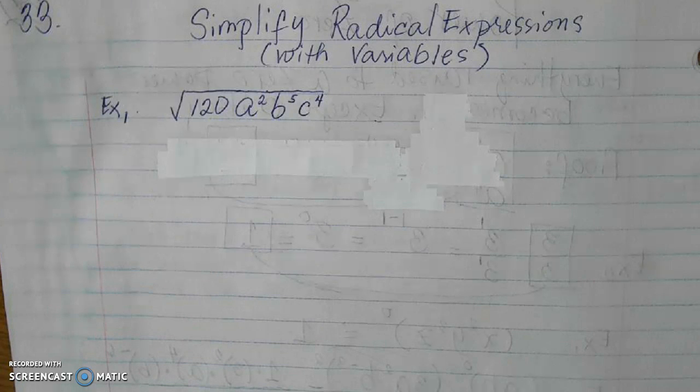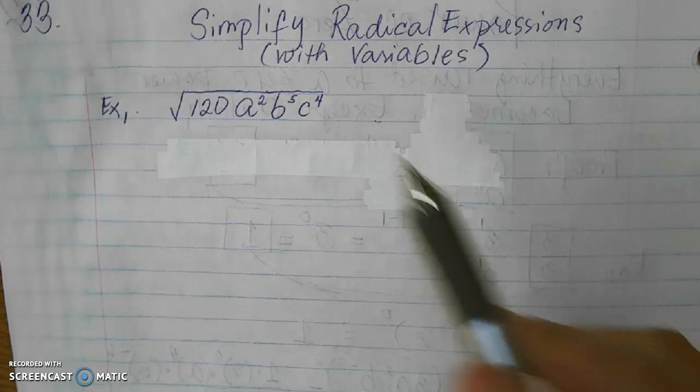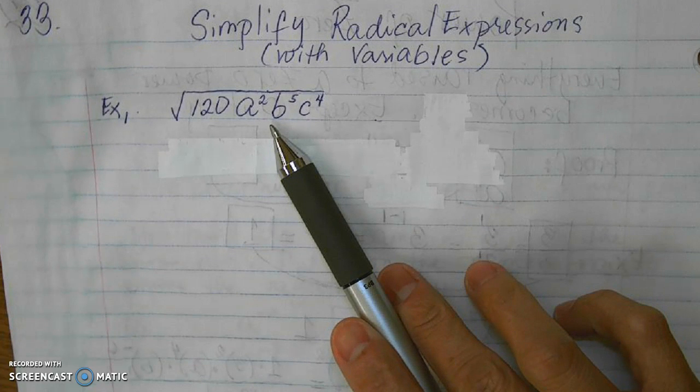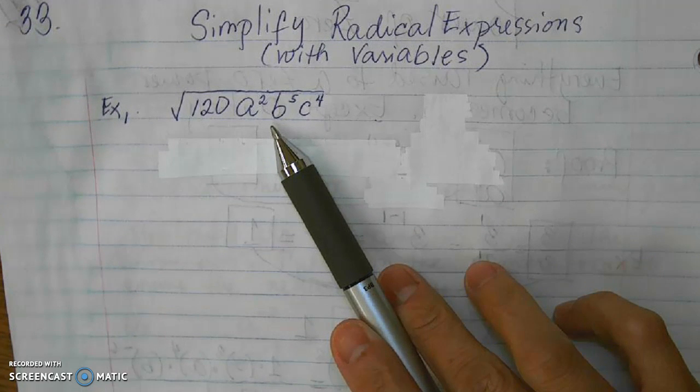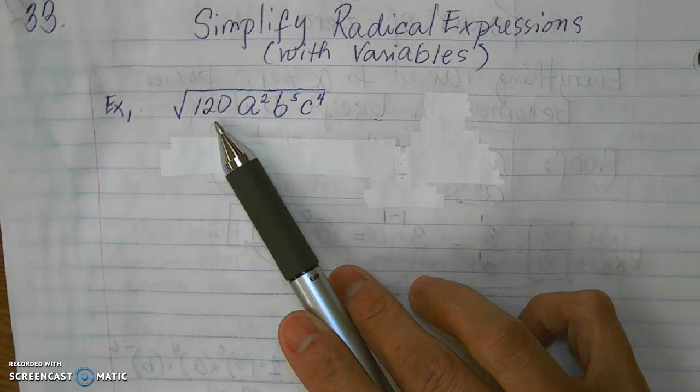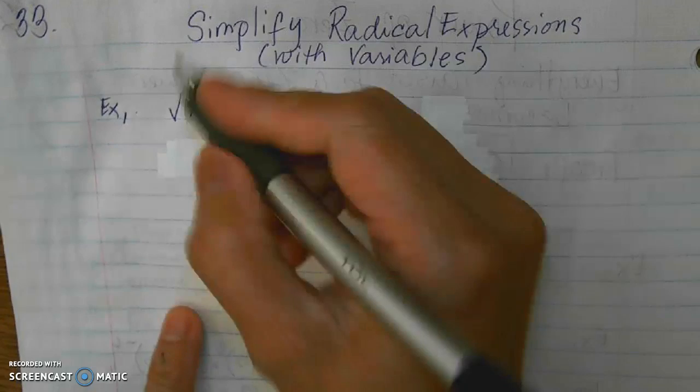Our topic today is on simplifying radical expressions that include variables. So for our first example, we're going to use the square root of 120 a squared b to the fifth c to the fourth. Let us now do the prime factorization for 120.